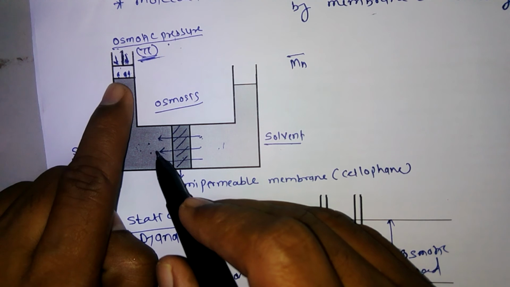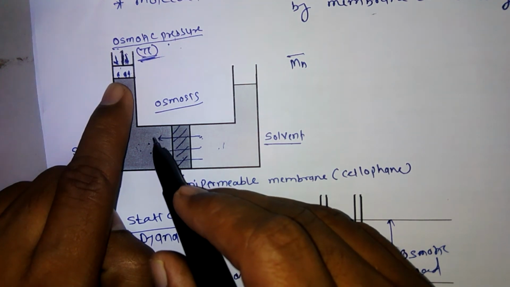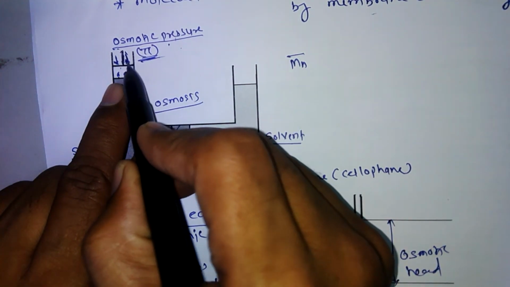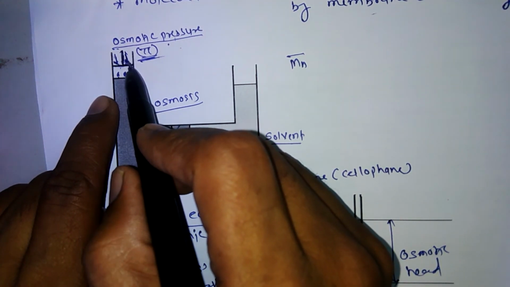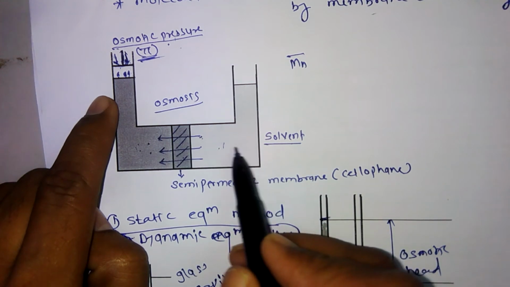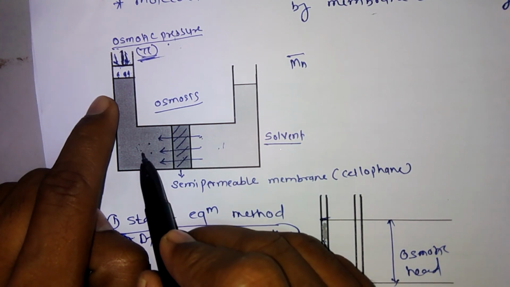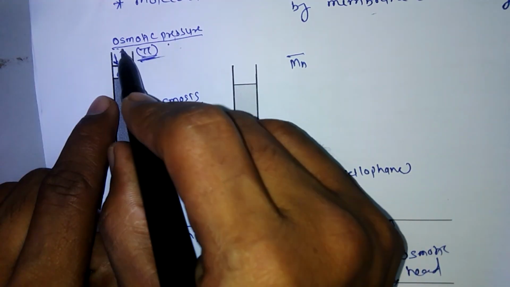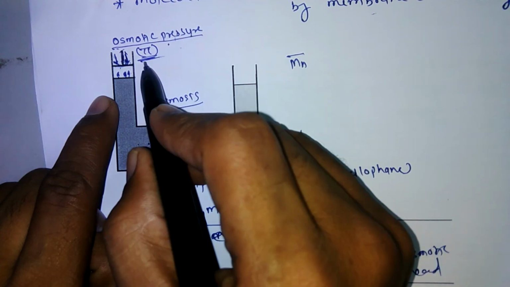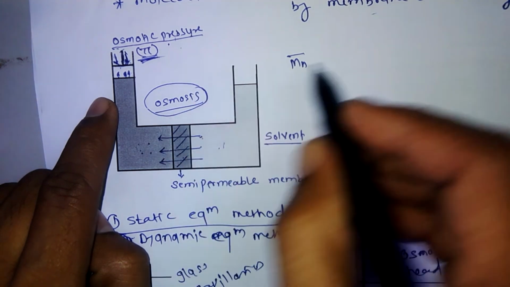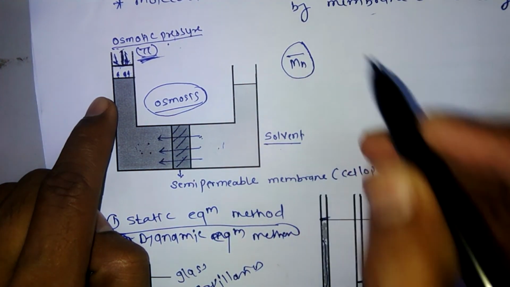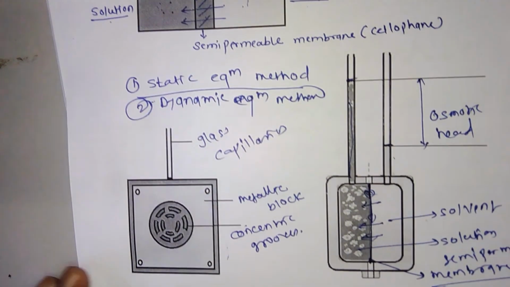So now we have to stop this process. We have to apply pressure from this side. This is a piston, and we apply the pressure to stop the flow of solvent to the solution compartment. The pressure is known as the osmotic pressure, and it is denoted by pi. The whole process is known as osmosis, and it is useful for the determination of the number average molecular weight. This is the basic principle.